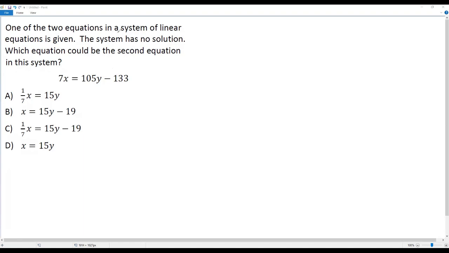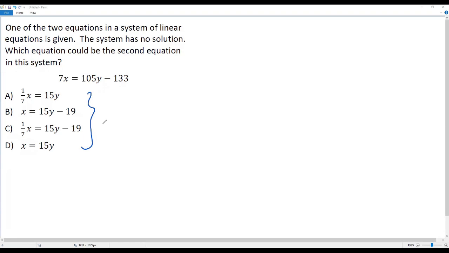One of the two equations in a system of linear equations is given. The system has no solution. Which equation could be the second equation in the system? Okay, in the given system of two linear equations, we have one of the equations over here, and we have to find the other linear equation in the given answer choices.